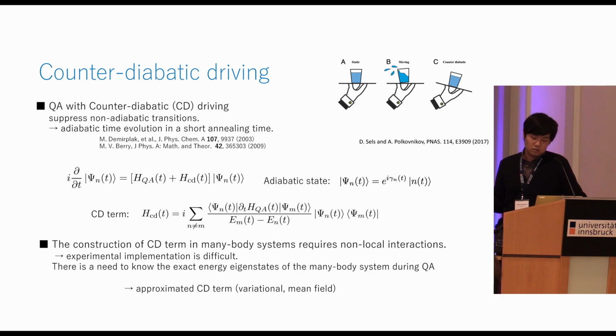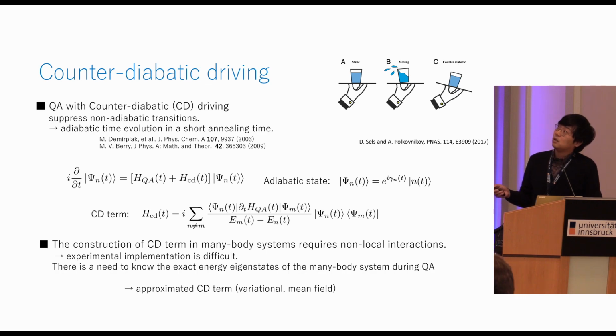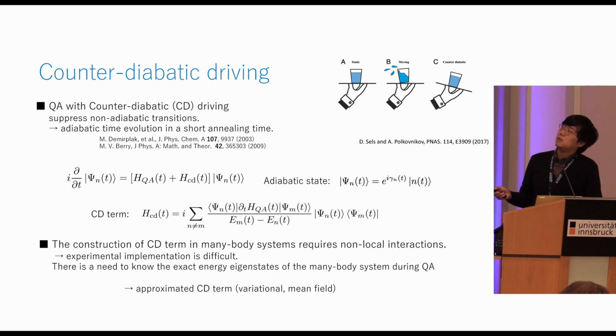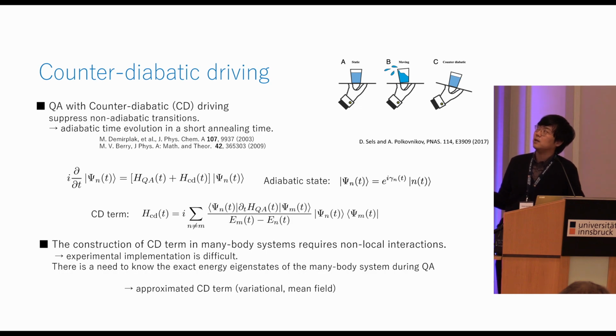One of the methods to address this issue is counter-diabatic driving. Counter-diabatic driving is known as a method for completely suppressing non-adiabatic transitions. So it can achieve the adiabatic time evolution in a short annealing time. This can be achieved by adding a control field to the quantum annealing Hamiltonian, such that the system remains in its adiabatic state, which is a solution of this Schrödinger equation.